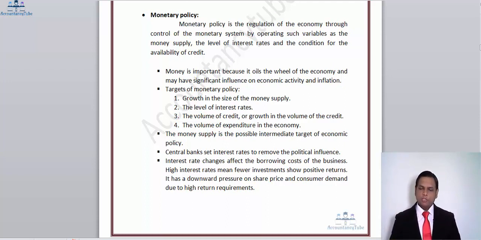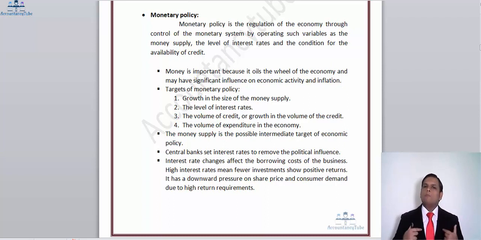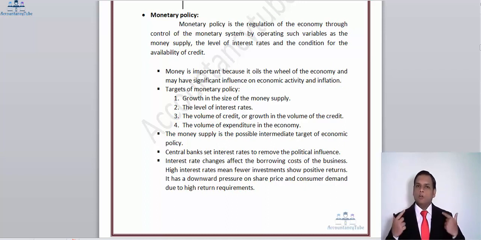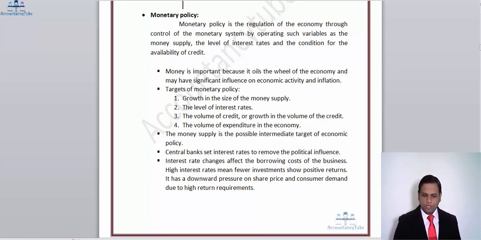Then we have the volume of expenditure in the economy. Measures such as those I've just discussed will increase the expenditure in the economy, as more and more money is spent and more money is earned. This creates a rotation of money in the economy, which benefits all. Then, the money supply is a possible intermediate target of economic policy, which is not the main target but could be an intermediate target.